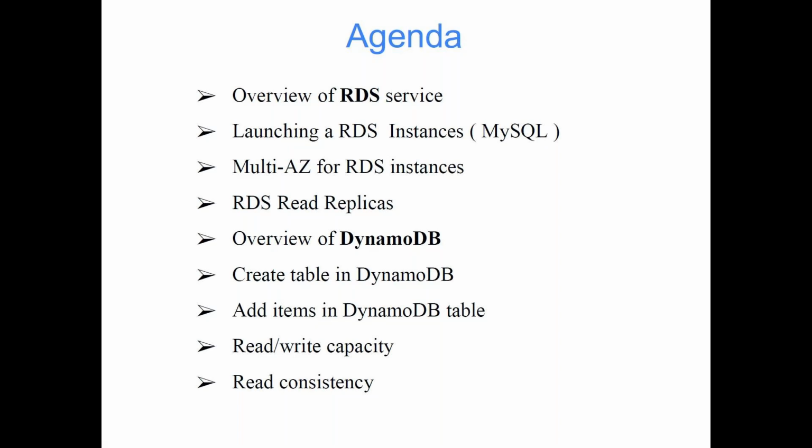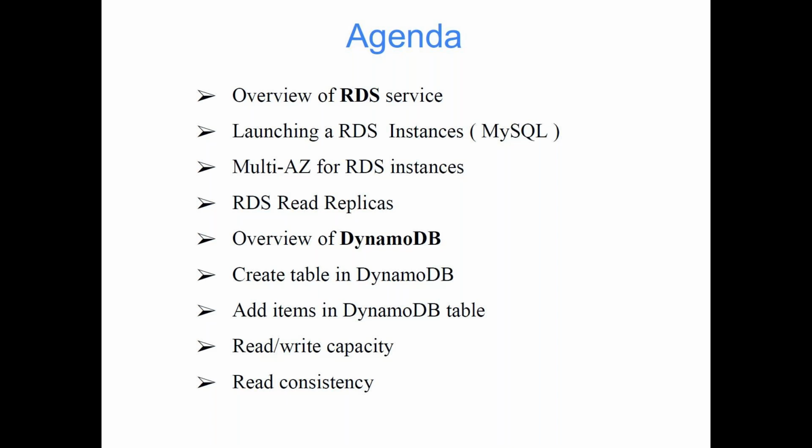So the agenda for today's class is overview of RDS service, launching a RDS instance of type MySQL. You can even launch any other type as well. Multi-AZ, AZ means availability zone. So multi-availability zone for RDS instance, and we'll also talk about RDS read replica. Then we'll talk about another type of service, that is DynamoDB. We'll try to create a table in DynamoDB. We'll try to add a few items in the DynamoDB table. We'll talk about read and write capacity, and we'll also talk about the read consistency concept.